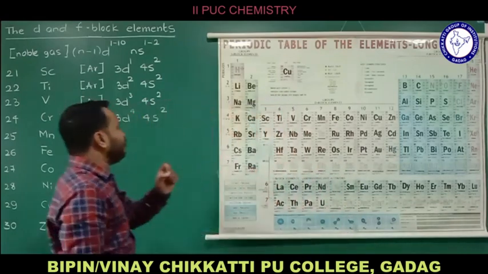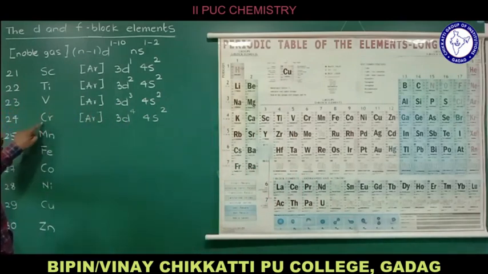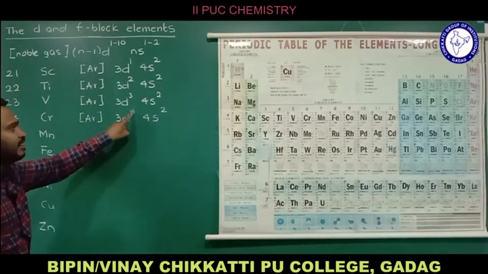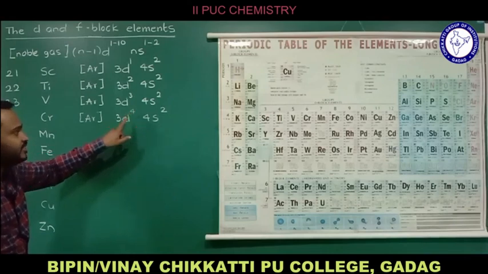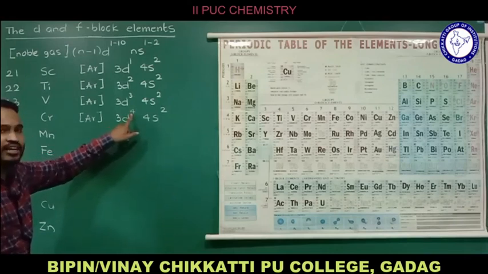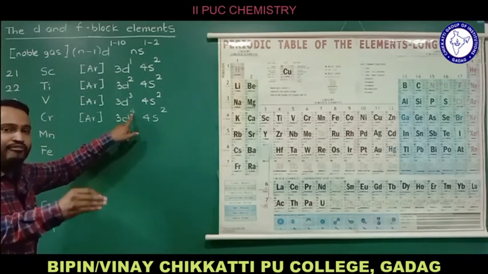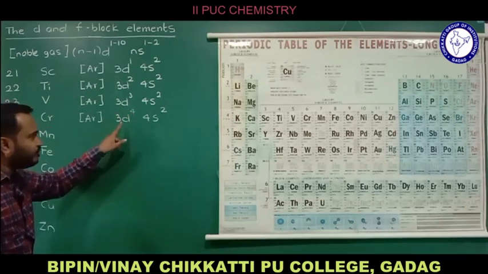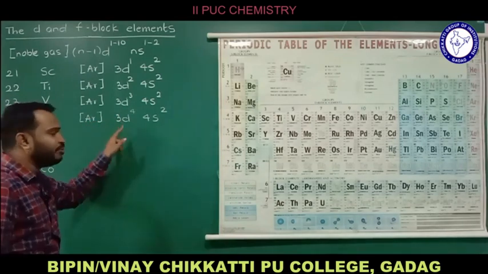Now if you consider the 3d in the case of chromium, I have written that the number of electrons to be filled in the d atomic orbital is 4, but this 3d4 is nearer to 3d5, which is a half-filled atomic orbital. We know that the maximum number of electrons that can be filled in a d atomic orbital is 10.